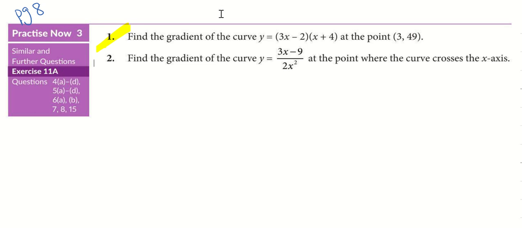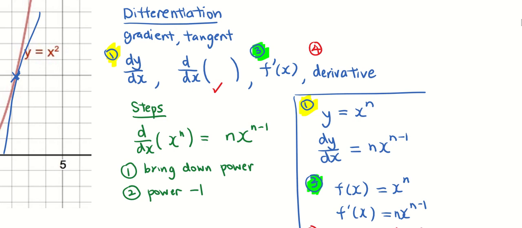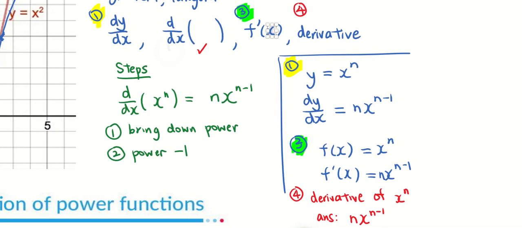Okay, this question: find the gradient of the curve at this point (3, 49). When the question says find the gradient and you don't have the curve, what should you do? What have we been always doing? What's the topic? Differentiation. And actually what I've covered last time, I told you that differentiation is relating to gradient.